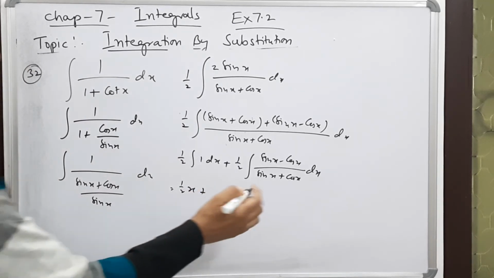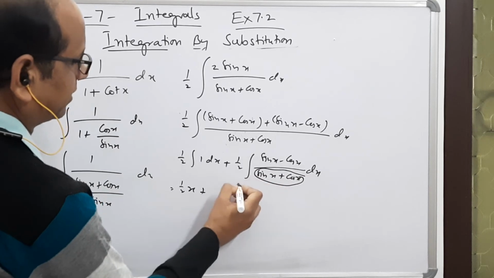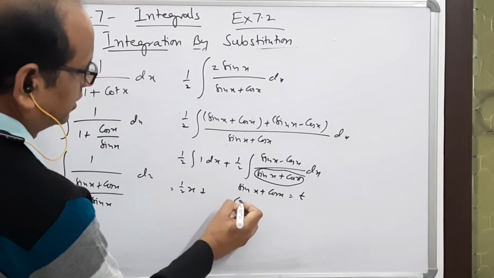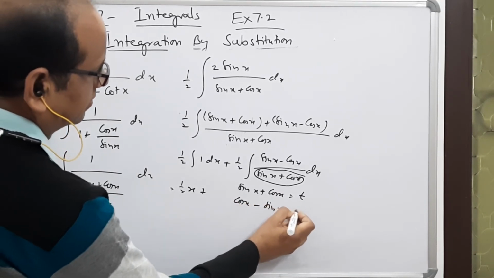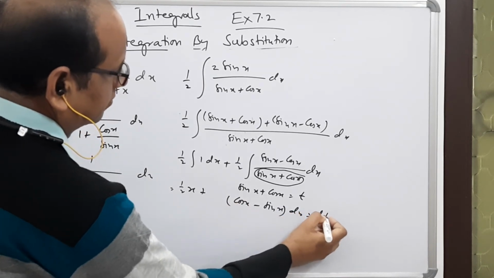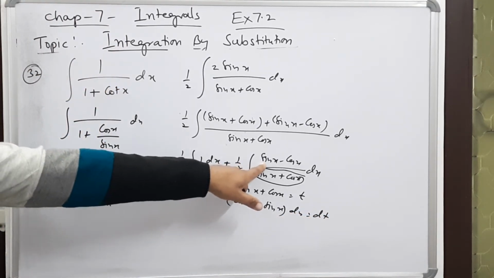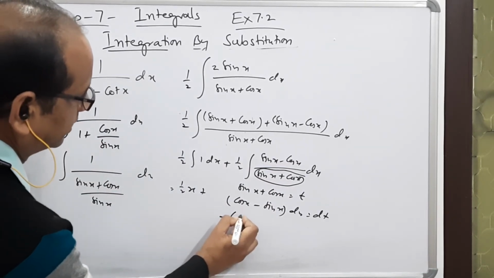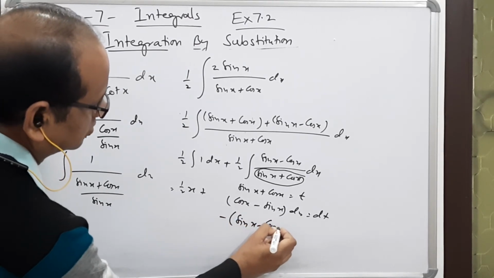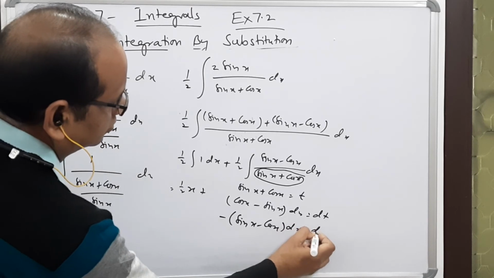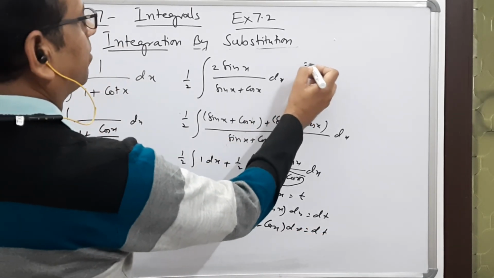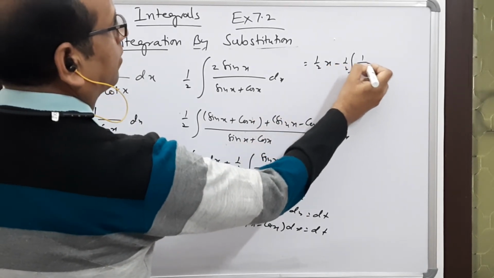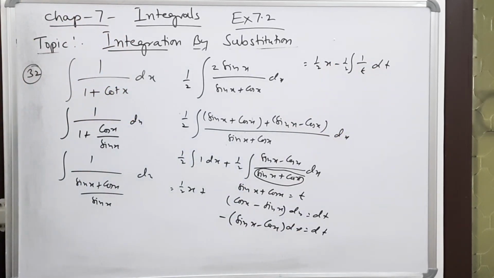In the second part, we will take this one as t. So sin x plus cos x, you take t. So cos x minus sin x dx will be dt. But what is there in the numerator? In the numerator we have sin x minus cos x. So you take minus common and sin x minus cos x dx equals to dt. So this sum will take the form minus half integral 1 upon t dt. This will be minus sign because of this sign.